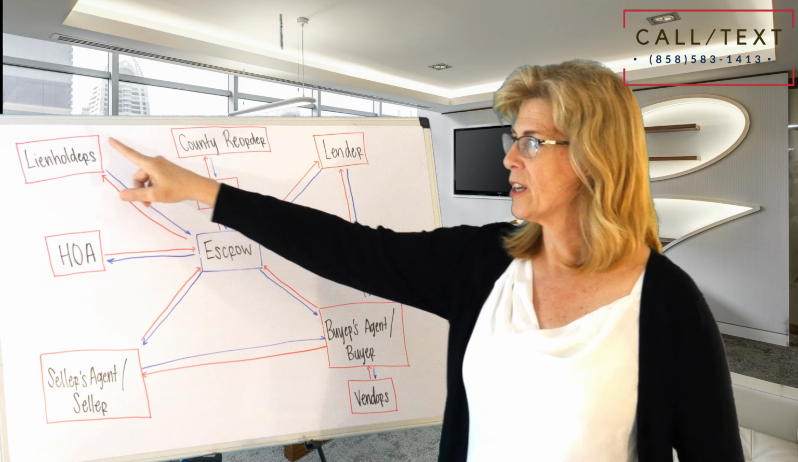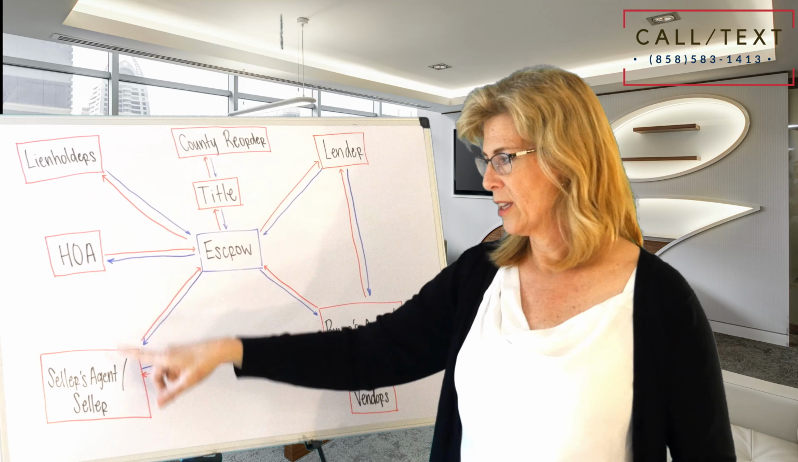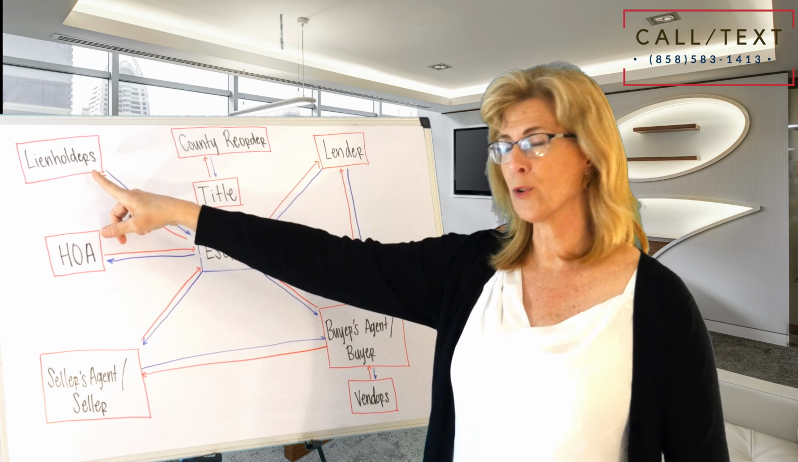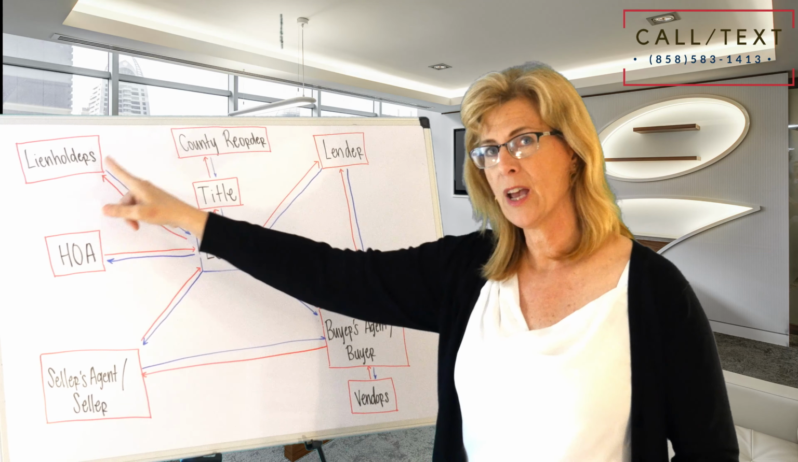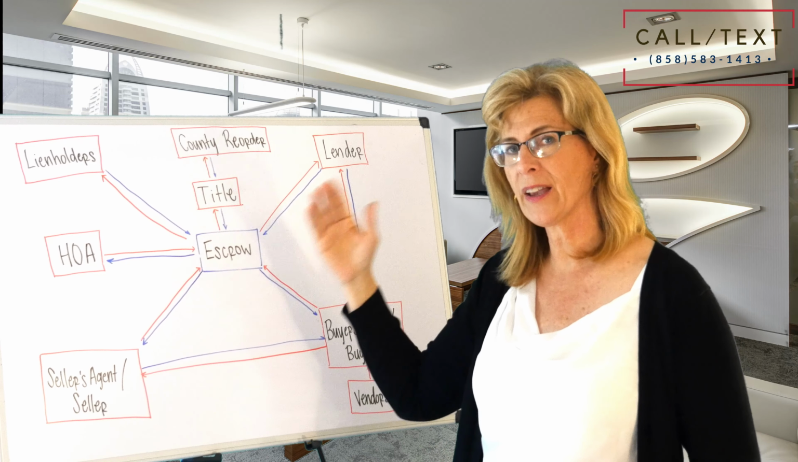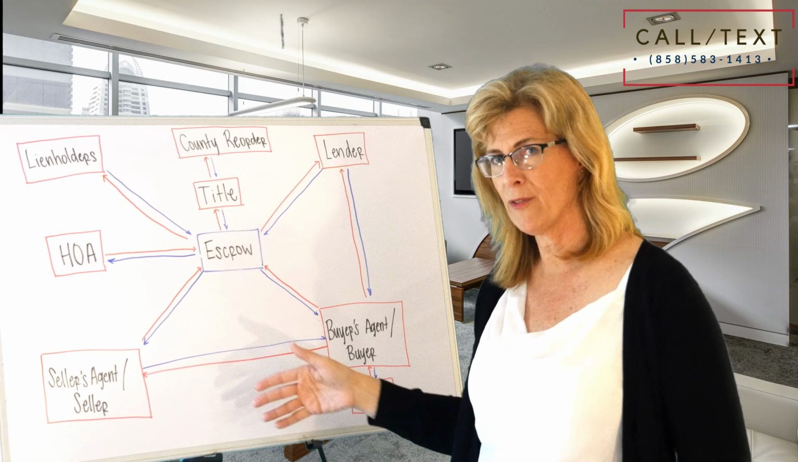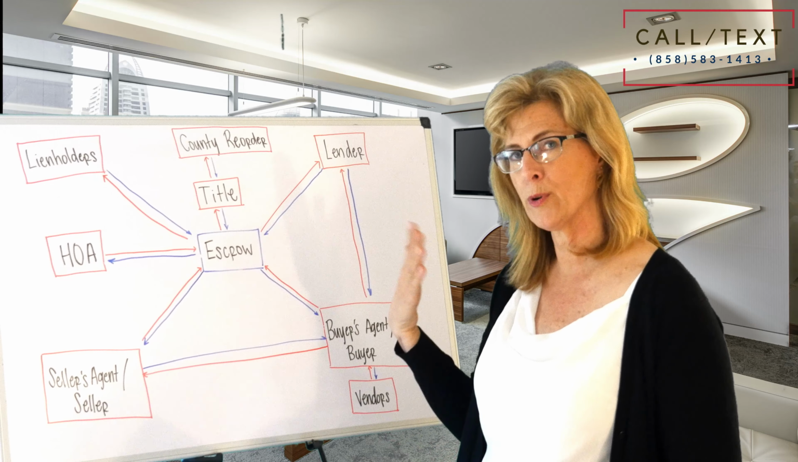Escrow is also going to contact those lien holders for the seller. So if the seller has a first or maybe even a second mortgage, they're going to send out a request for the payoff amount. They're going to receive the payoff amount back and that date for the payoff amount, or a prorated day or per diem.